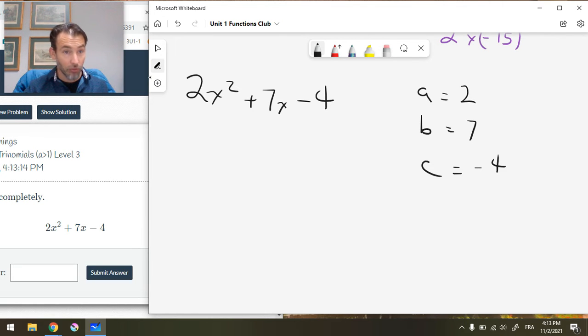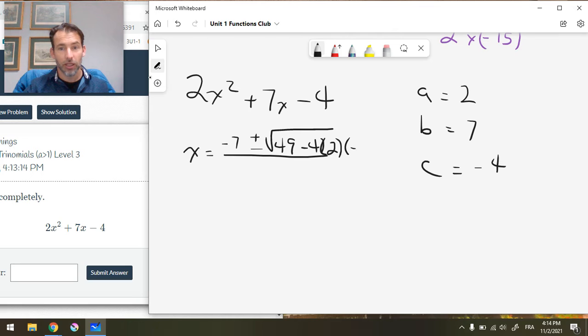Crank them into the quadratic formula. It will give you the roots. Watch. x equals negative b, so negative 7, plus or minus the square root of b squared, which is 49, that's 7 squared, minus 4 times a times c, which is 2 times negative 4. Negative times negative gives me a positive here. And this is all over 2a, so 2 times 2.